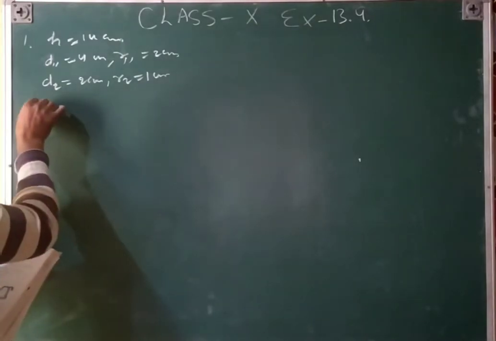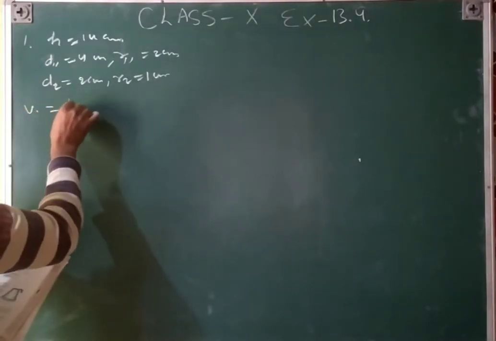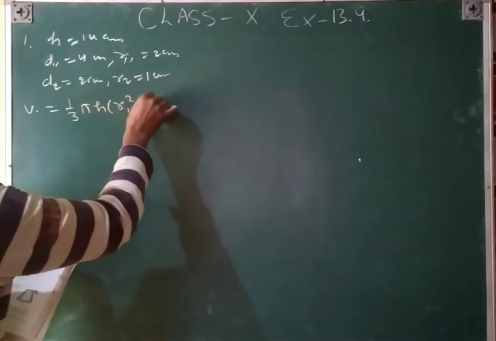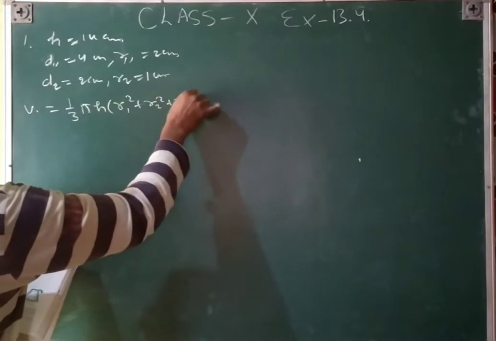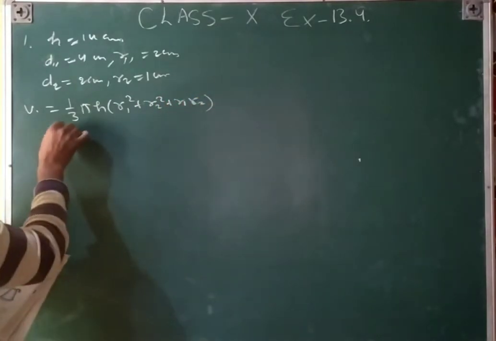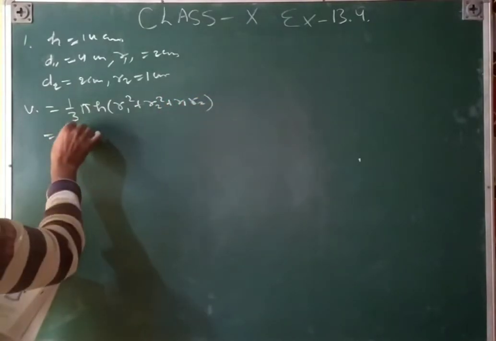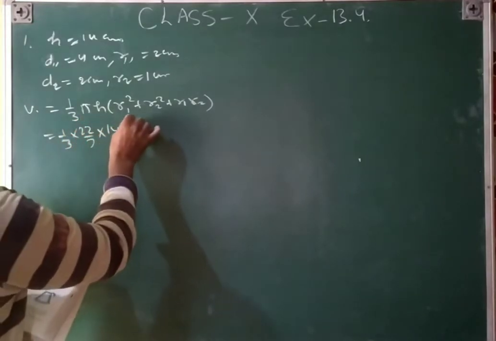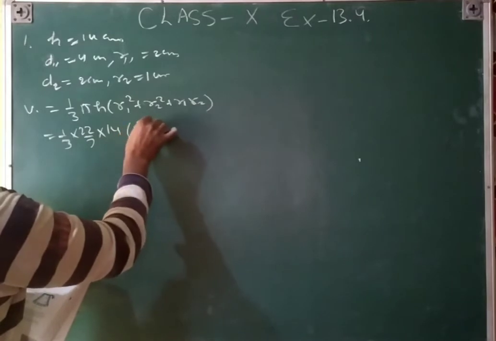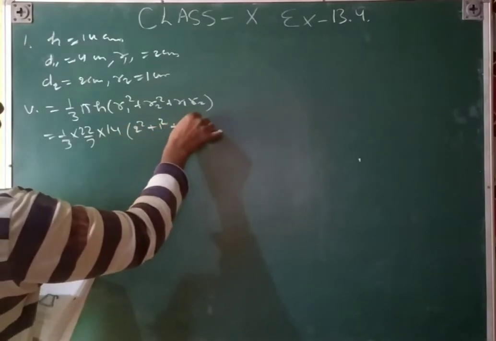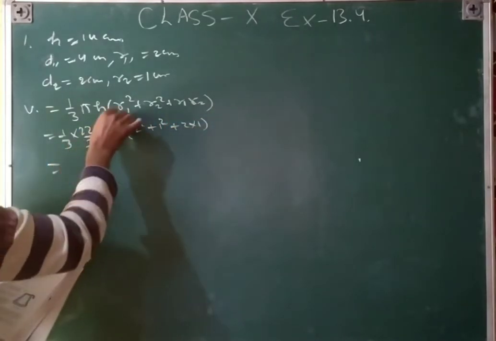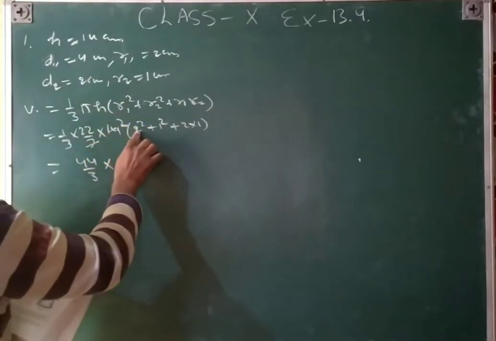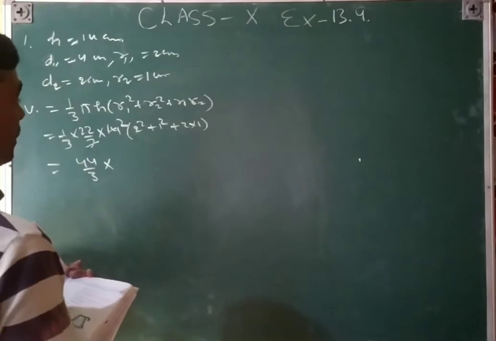Capacity means volume. Volume is equal to 1 upon 3 pi h (R1 square plus R2 square plus R1 R2). The value of pi is not given here, so 22 upon 7 into h, which is 14, into 2 square plus 1 square plus 2 into 1. So 7 twos are 14, so 44 upon 3 into (2 twos are 4, plus 1 is 5, plus 2 is 7).